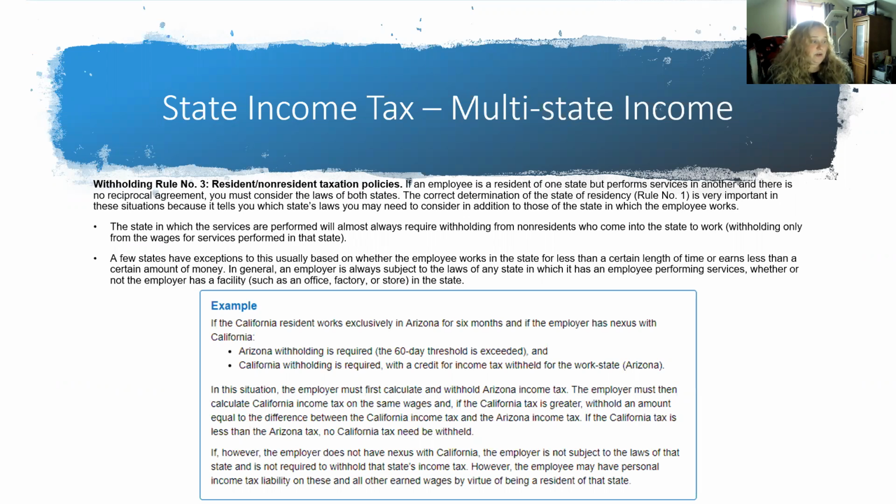So in this example, a California resident works exclusively in Arizona for 6 months. And if the employee has nexus with California, then Arizona withholding is required because the 60-day threshold is exceeded, and every state has a different threshold. Every state has different requirements, so make sure that we're looking at those. California withholding is required with a credit for income tax withheld in the work state. So for example, if you're working in Arizona and you're withholding 3% in Arizona, but you live in California, and the state rate is 5%, California wants the difference. They want their 2%. So you have to be a little careful and make sure that you're taking all of those things into account.